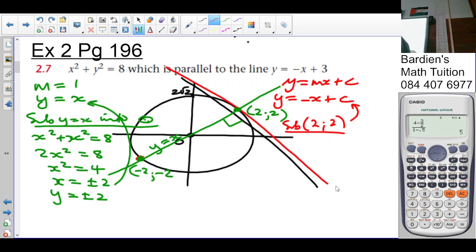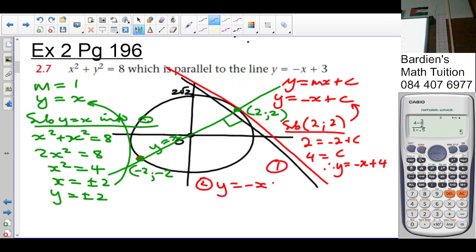X is 2, y is 2. So 2 is equal to minus 2 plus c. C then works out to be 4. Therefore y is equal to minus x plus 4. That's the first one. The second equation, of course, is y is equal to minus x plus c.